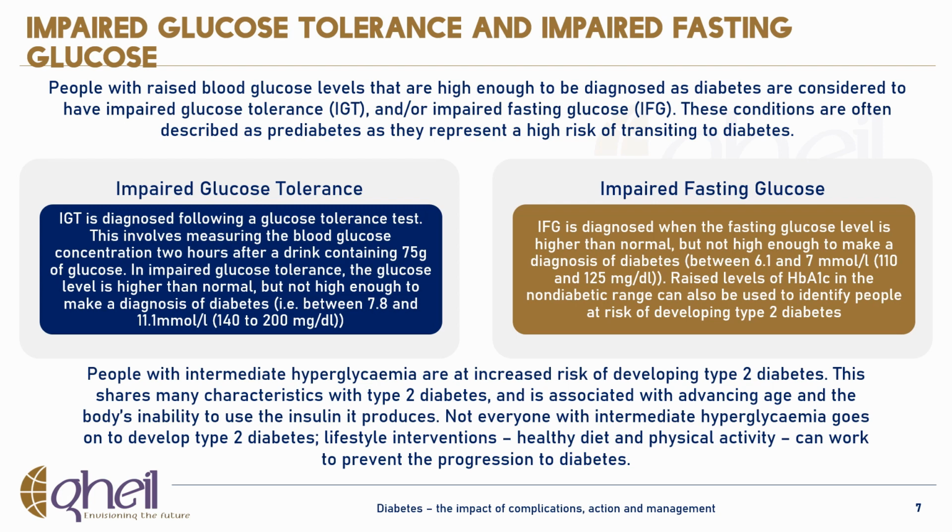Raised levels of HbA1c in the non-diabetic range can also be used to identify people at risk of developing type 2 diabetes. People with intermediate hyperglycemia are at increased risk of developing type 2 diabetes. This shares many characteristics with type 2 diabetes, and is associated with advancing age and the body's inability to use the insulin it produces. Not everyone with intermediate hyperglycemia goes on to develop type 2 diabetes. Lifestyle interventions, healthy diet, and physical activity can work to prevent the progression to diabetes.